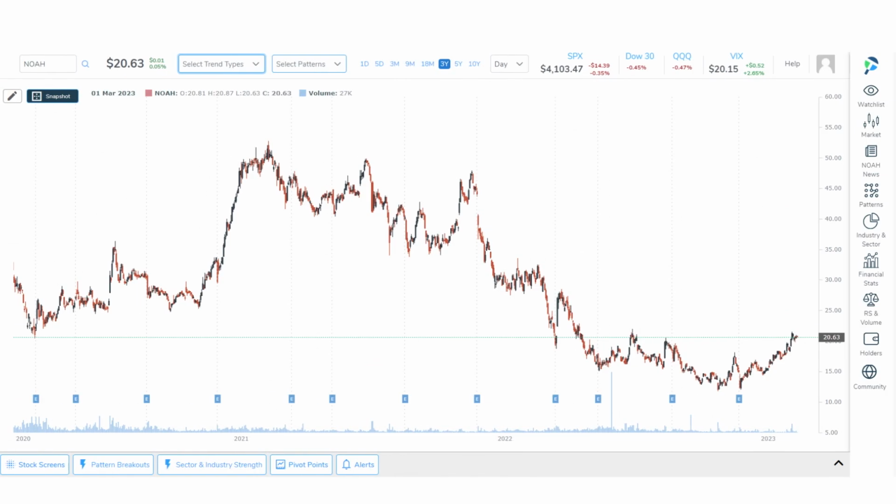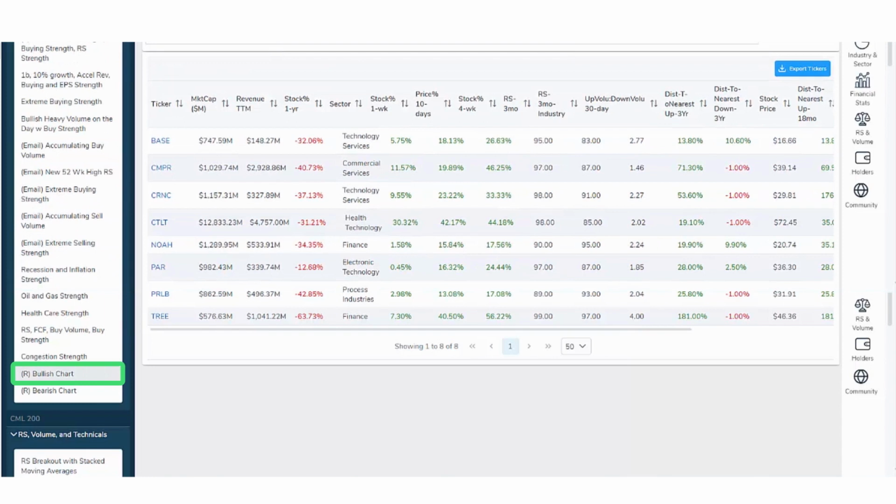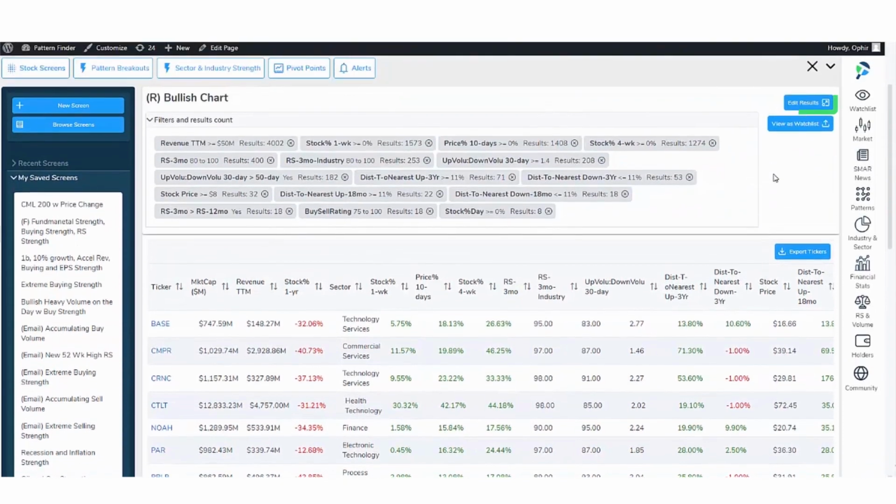Now that we know how to analyze a chart, the real question is, how do we find charts that satisfy these requirements quickly so we can identify trade opportunities. And we do that through the screener. Go to Stock Screens, and we use one of our pre-built screens named Bullish Chart. And what are we looking for in this screen?